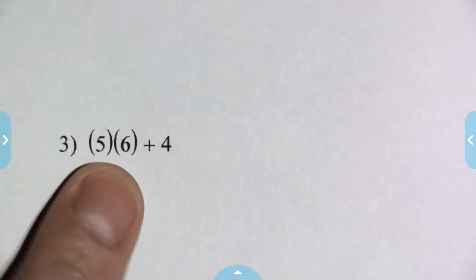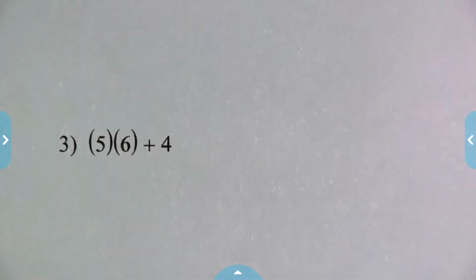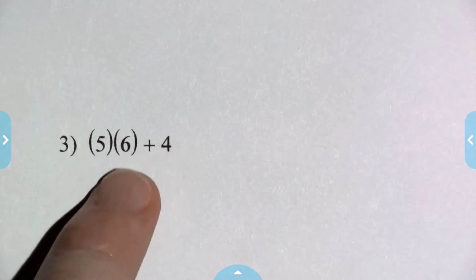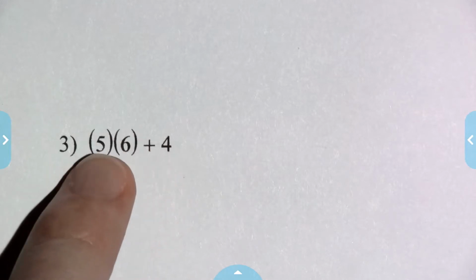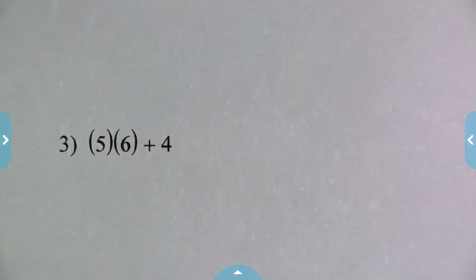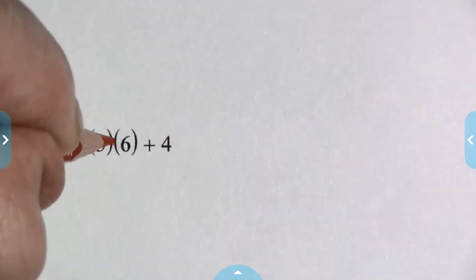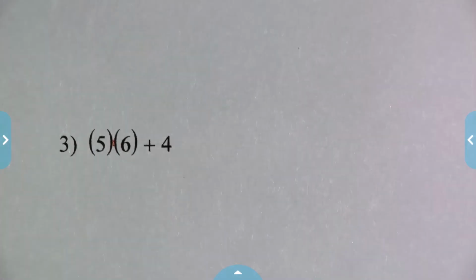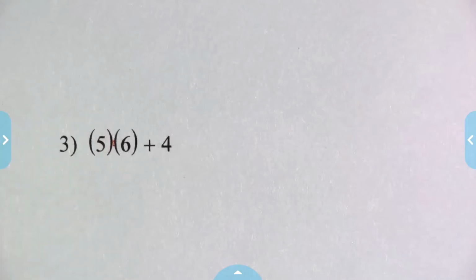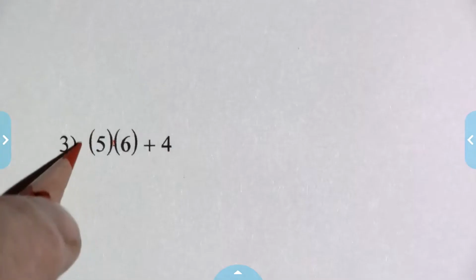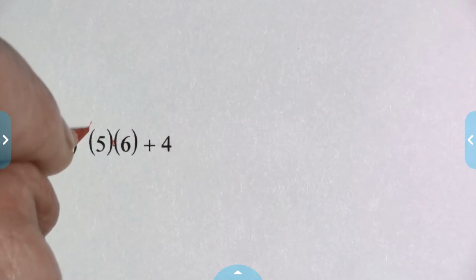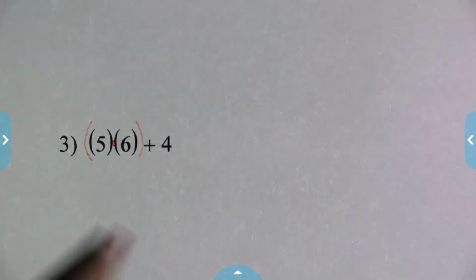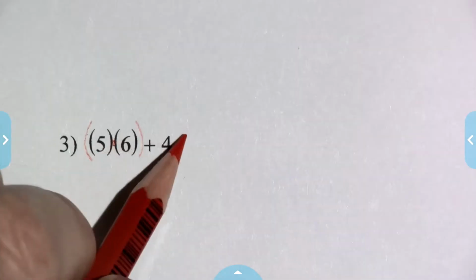These two numbers here that are wrapped in parentheses, when you see two parenthetical expressions, in this case they're just numbers wrapped in parentheses, in between the two parentheses there's an invisible multiplication symbol. So 5 and 6 are being multiplied. So we would do that first. In fact, on number 3, it might be helpful to put, and you're allowed to do this, a grouping symbol there. So you know to do 5 times 6 and then add 4.